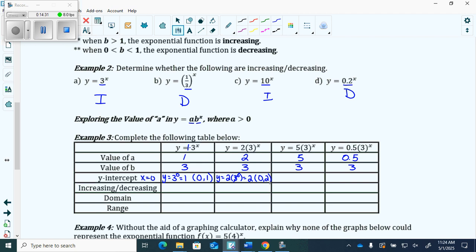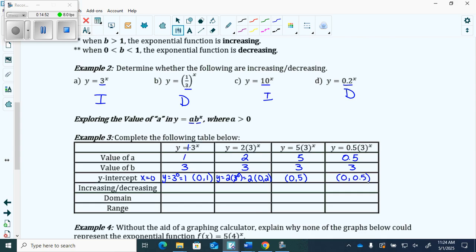What do you suspect this one's going to be? 5. 0, 5. Remember, if I'm writing notes and you're not, that's a problem. I printed them off. You could very well fill them in. Okay. What's the y-intercept of this one? 0.5.